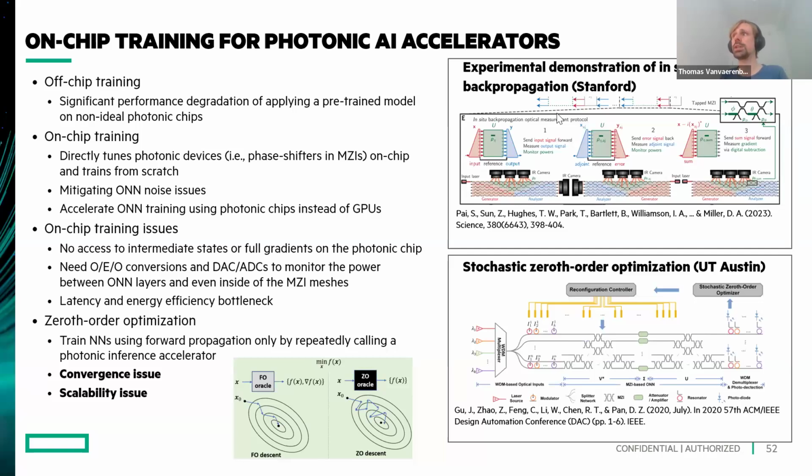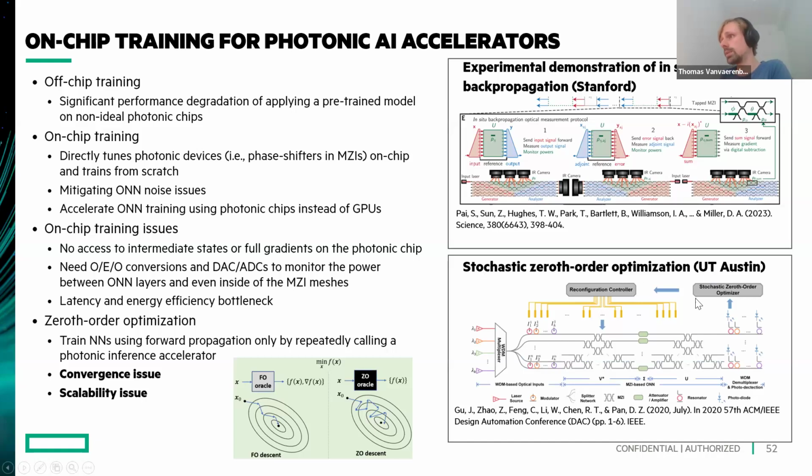So you might want to do it on chip, but doing it really on chip comes with a lot of penalties. Getting access to the gradient, for instance. You might need to do a lot of OEO conversions. You might need digital-to-analog conversion as well. So latency and energy bottlenecks there. Because of that, people are looking into other techniques.